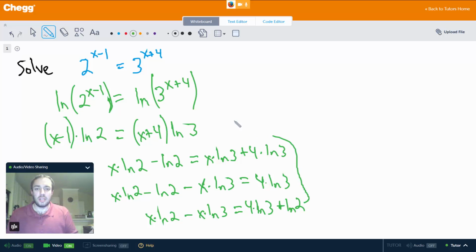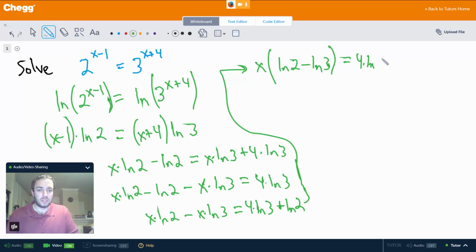So now I want to come up here and finish this. So what can we do now? Well, now on the left-hand side, we have a common factor of x. This is x times a thing minus x times another thing. Since this is natural log of 2 and natural log of 3, we cannot combine those into one thing. These are two very different things. They have to be kept separately. But what we can do is factor out our common factor of x. Then we have x times the quantity natural log of 2 minus natural log of 3, equal to 4 times the natural log of 3 plus the natural log of 2.